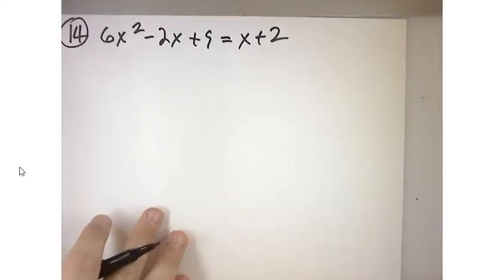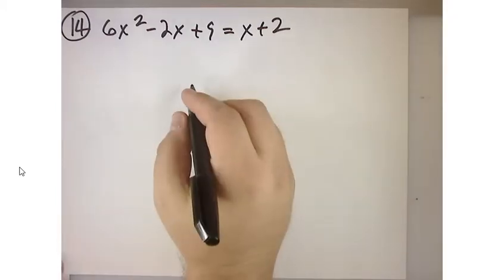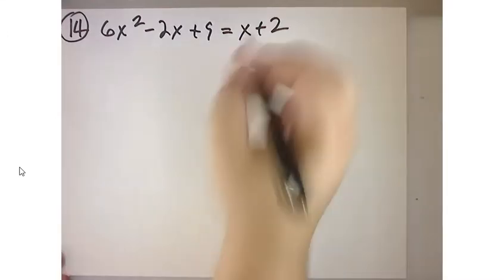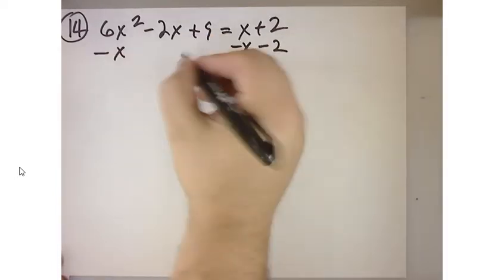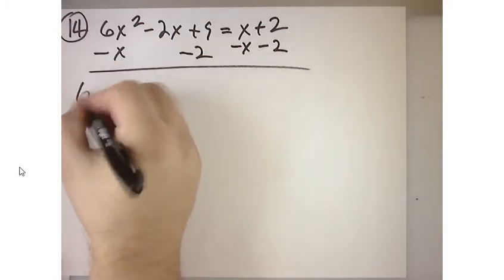So on this one, remember this is a quadratic equation problem, and either way, whether we factor or use the quadratic formula, it doesn't matter. We need to set this equal to 0. So the first thing I need to do is subtract x and subtract 2 from both sides of the equation. So 6x squared is all by itself.